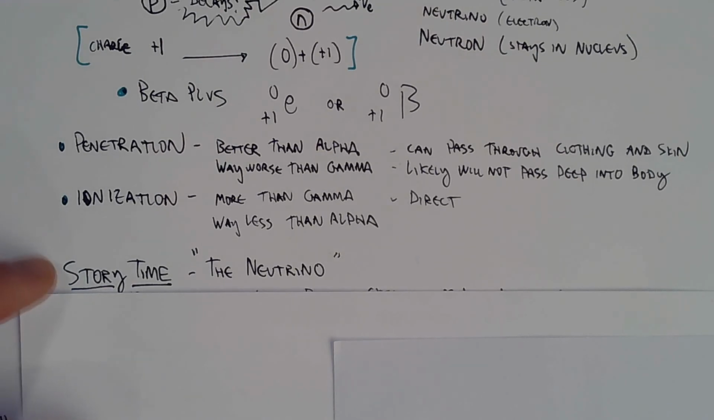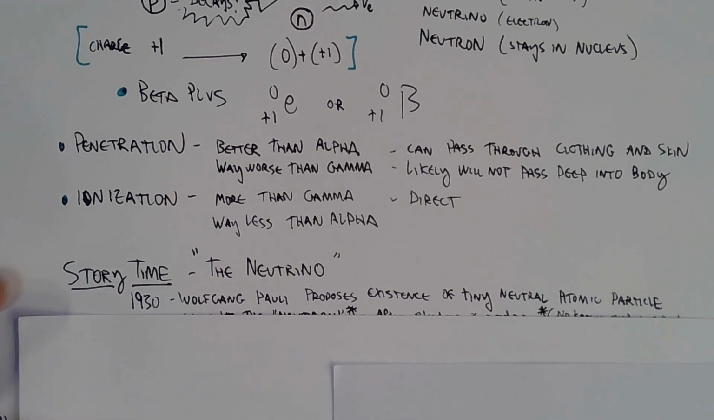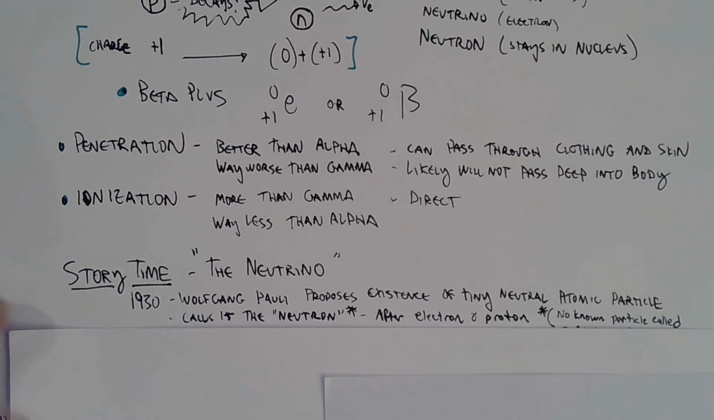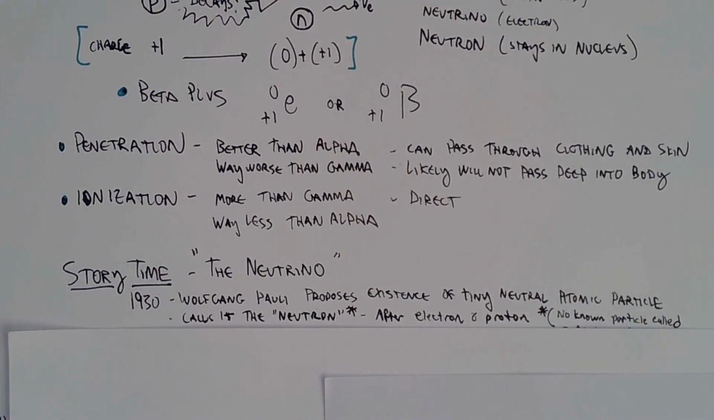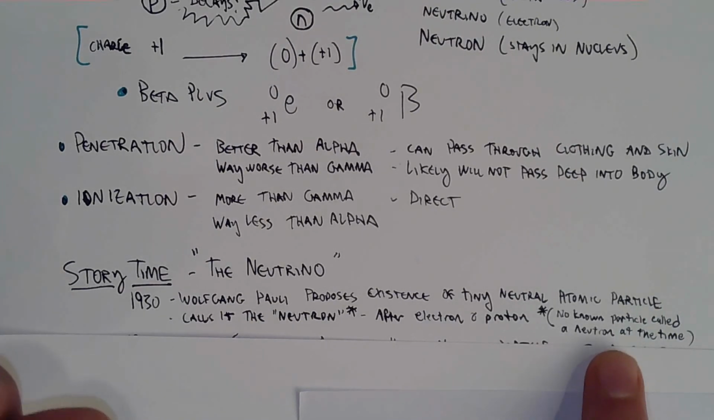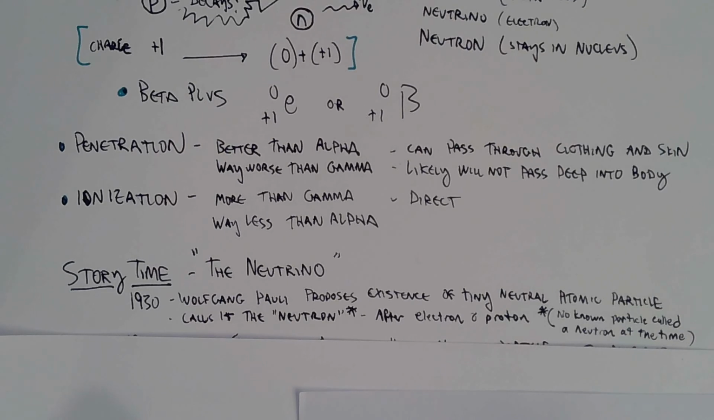So in studying nuclear reactions, there was a guy named Wolfgang Pauli, and Pauli theorized the existence of a tiny neutral atomic particle, and he called it, logically, a neutron, because there wasn't anything called a neutron. He said, well, if the proton's positive and the electron's negative, it's a neutral particle, so let's call it a neutron. And again, the important thing to recognize is there was no known particle called a neutron at the time. So he has this theoretical particle that he thinks is neutral, and he calls it a neutron.